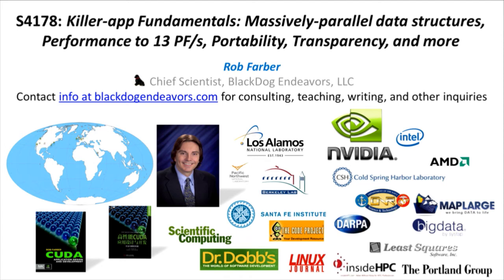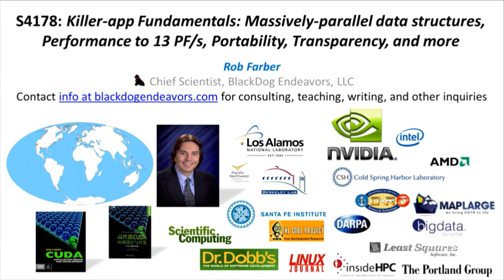And we have Rob Farber, who is a chief scientist at Black Dog. Just to introduce him, he's recognized for his work in high performance computing, machine learning, scalable algorithms, massively parallel computing devices such as GPUs and Intel Xeon Phi, complex dynamical systems, and high energy physics. He has co-founded two successful companies and currently acts as a consultant to Fortune 100 companies.